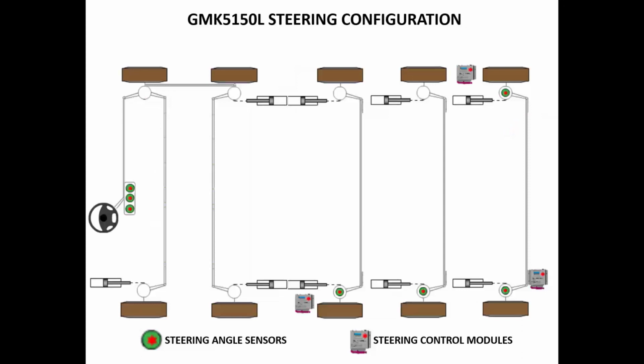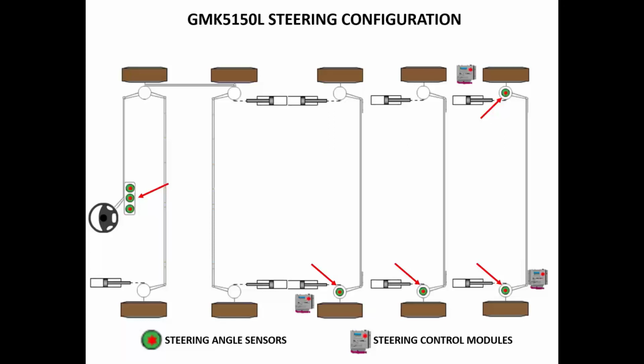The GMK 5150L steering configuration is similar to the 4-axle. However, we are now using 7 steering angle sensors on this machine. 3 steering angle sensors located on the steering control box, 1 steering angle sensor located on axle 3 left side, 1 sensor located on axle 4 left side, and 2 sensors located on axle 5.